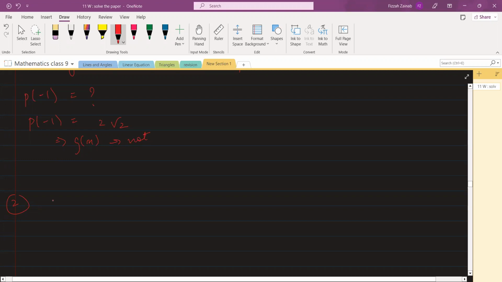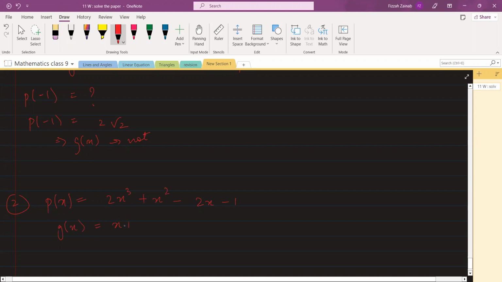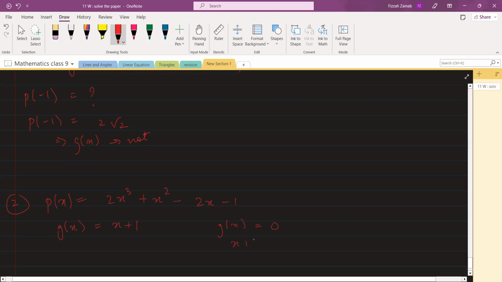Yes, ma'am. Okay, so the only difference is they have a different g(x) in every part, right? There is some polynomial and some g(x). The polynomial is 2x cube plus x square minus 2x minus 1. In this case, g(x) is x plus 1. You have to find the value of x from here, so you put g(x) equal to 0. That means x plus 1 is equal to 0, so x is equal to -1. Again, same: you will find p at -1. Now find it and tell me the value.